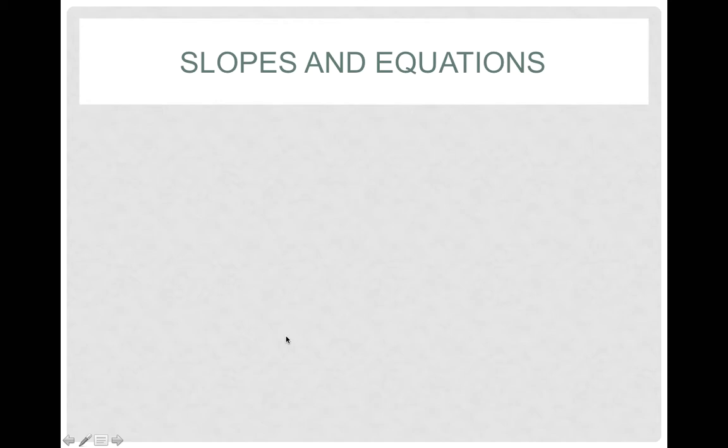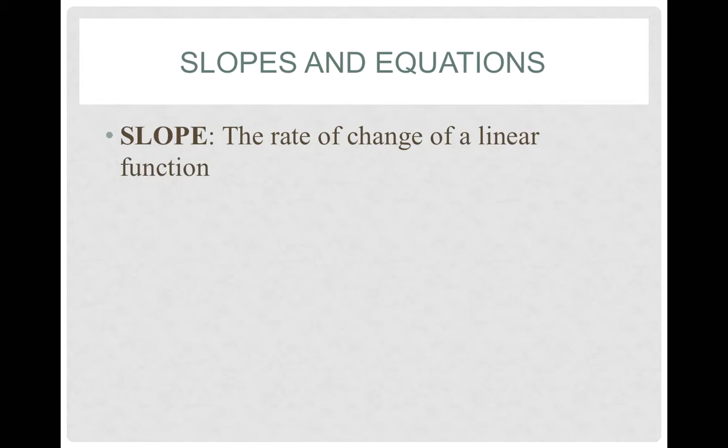So looking at linear functions, we have slopes, which are very, very important to linear functions. And we're going to look at some equations for them. So by definition, slope is the rate of change of a linear function. It's how much it changes vertically over how much it changes horizontally. So we say this, that it's the change in y over the change in x as a fraction.